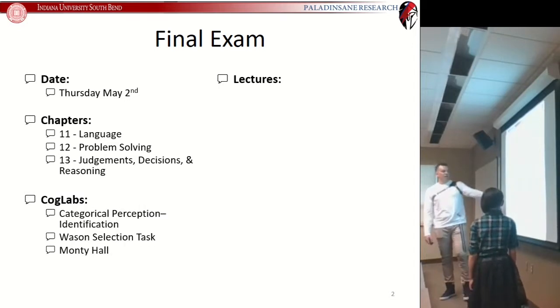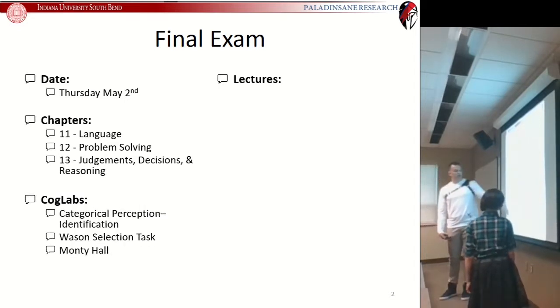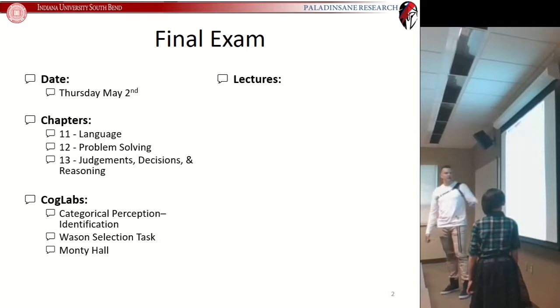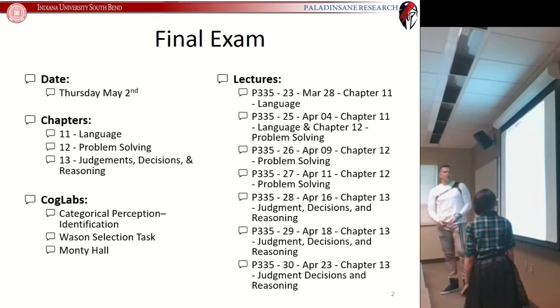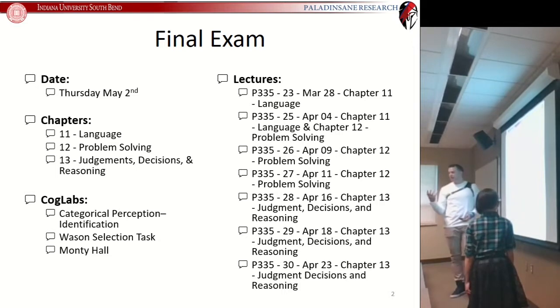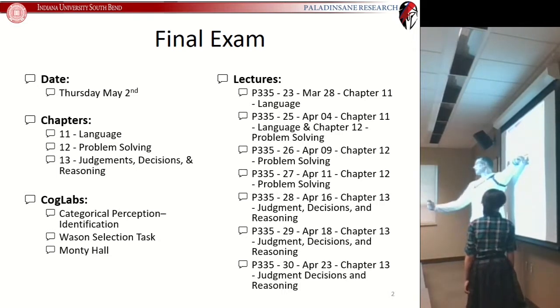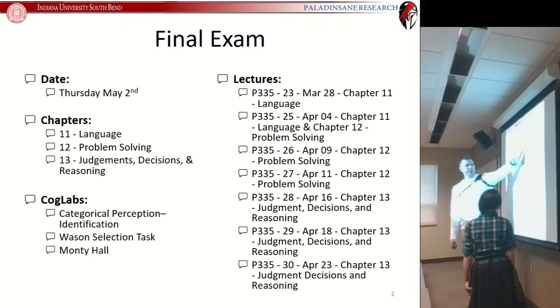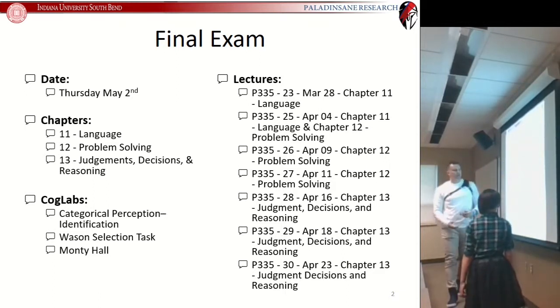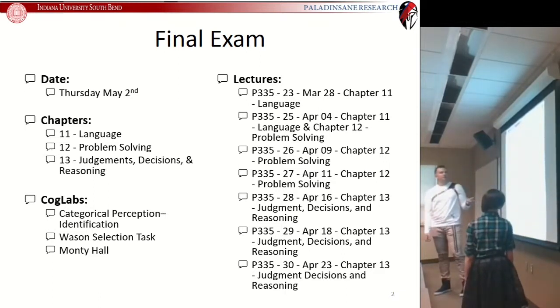The Coglabs, the ones that we've taken a look at: categorical perception identification, the Wason selection task, and the Monty Hall Coglab, which we'll look at today. And then all the lectures since exam number 3, including, don't forget, the one where we started language before we had exam 3, just because of scheduling issues, going all the way up to today's class.